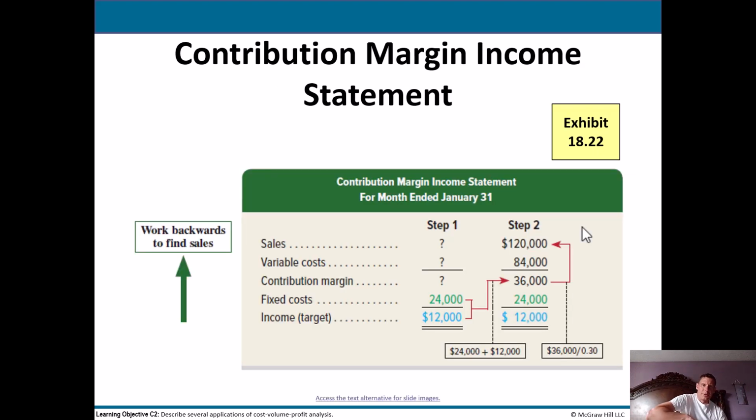All right, and here is a contribution margin income statement. Well, what we start with in step one is part of one, and then the idea is you kind of like working your way backwards. So let me explain. So let's say that you had a problem, right?